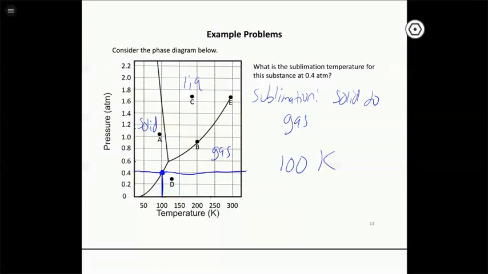Another implication of the triple point is that sublimation only occurs below the triple point. Once you're above 0.6 atmospheres, you always go from solid to liquid first and then gas. So sublimation can occur at any pressure below the triple point. Here at 0.4 atmospheres, that would be 100 Kelvin.